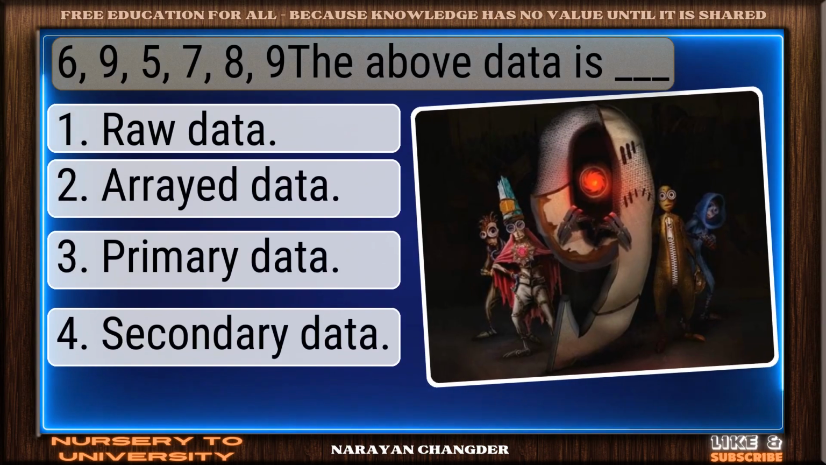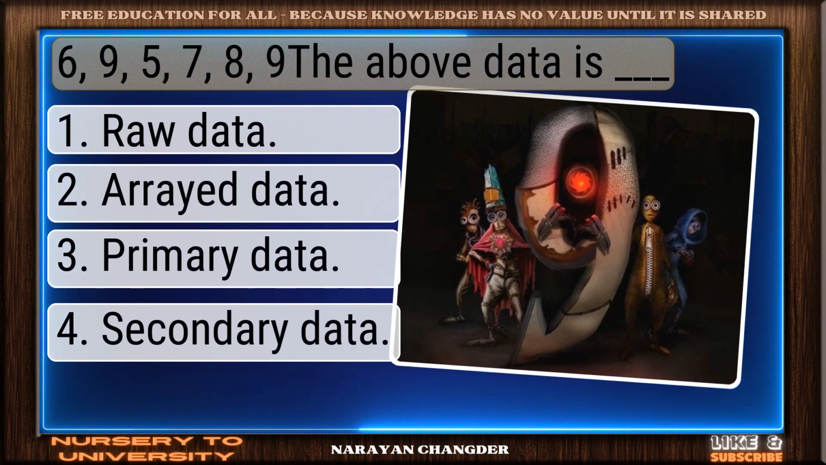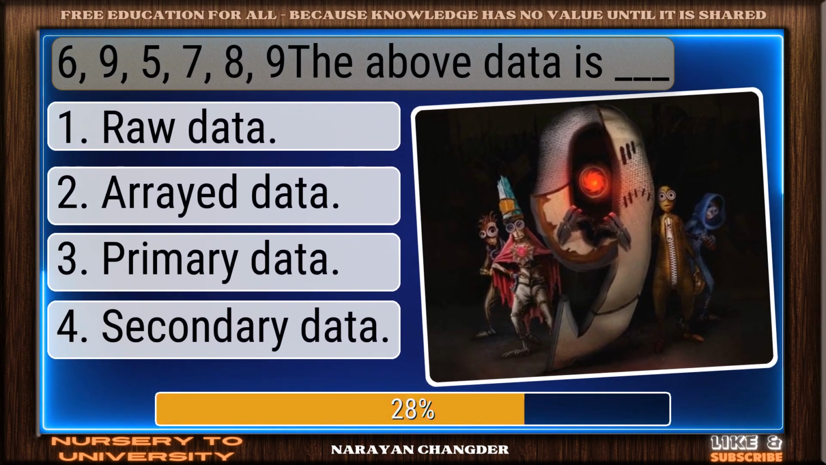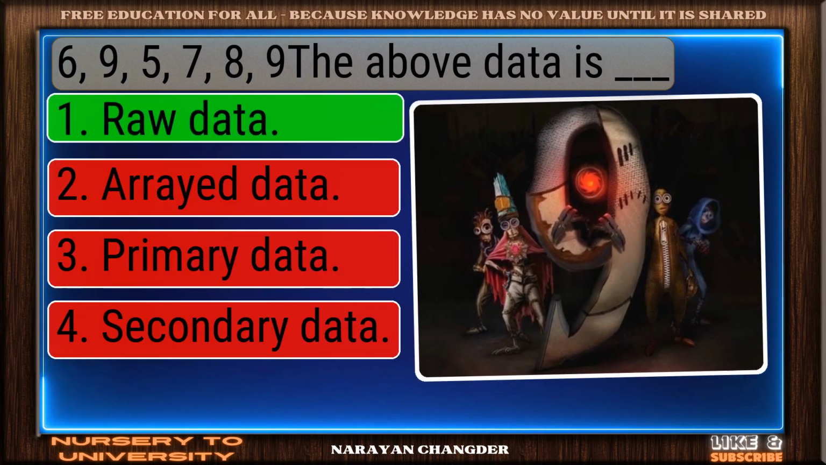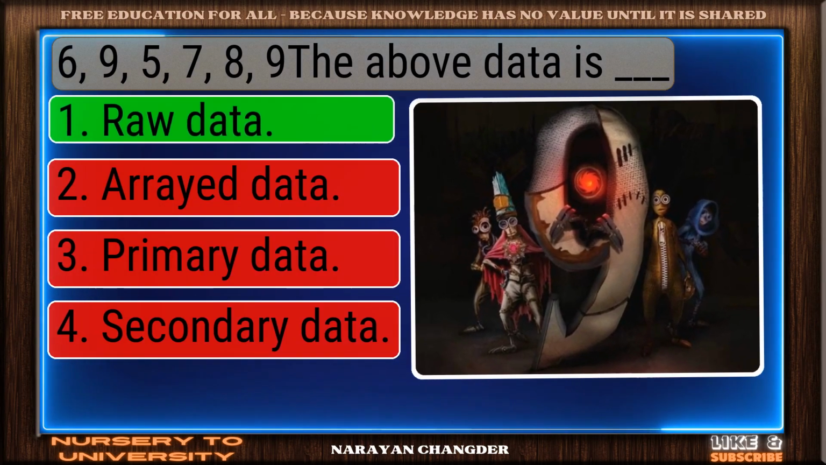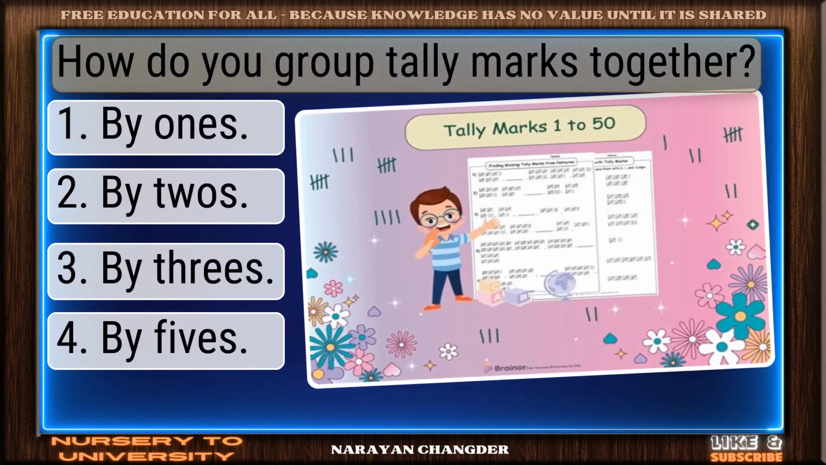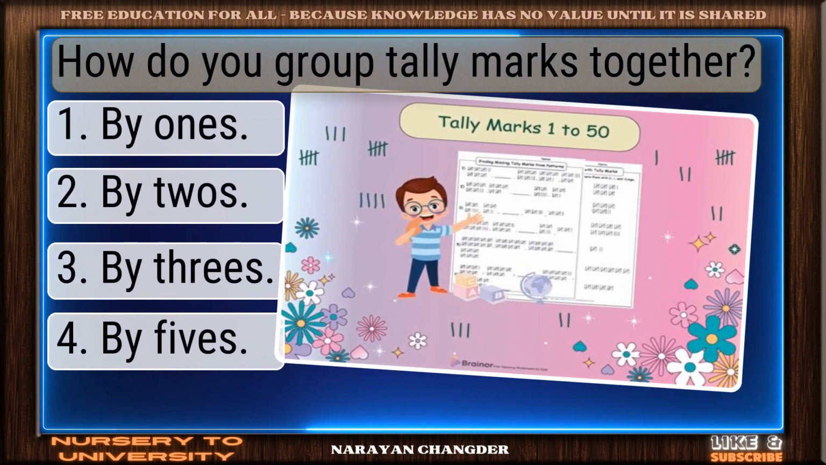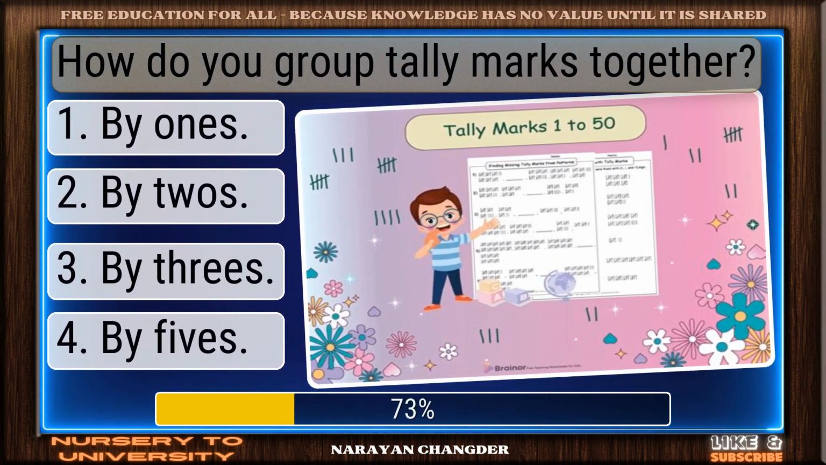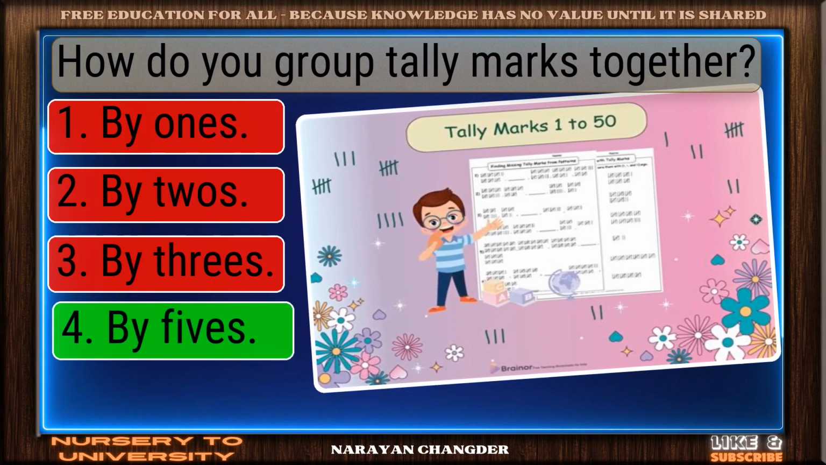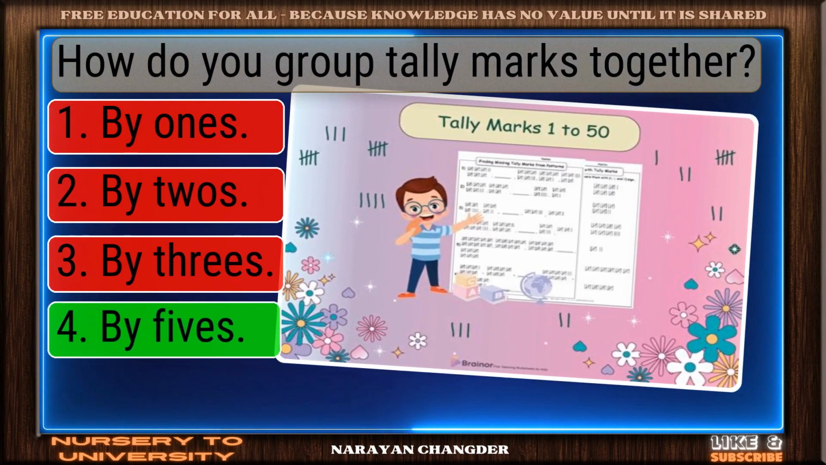Question number 237. 6, 9, 5, 7, 8, 9. The above data is dash. Right choice. Raw data is the best answer. Question number 238. How do you group tally marks together? Smart move. By fives is an accurate answer.